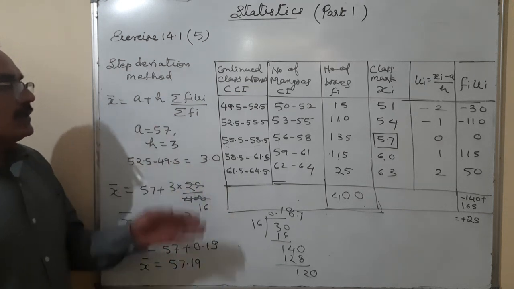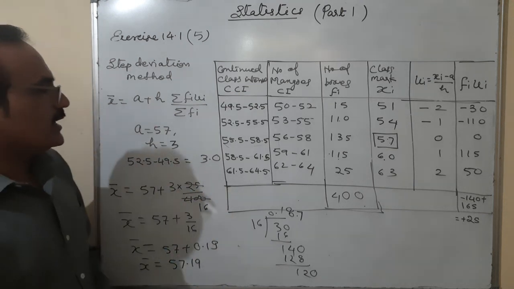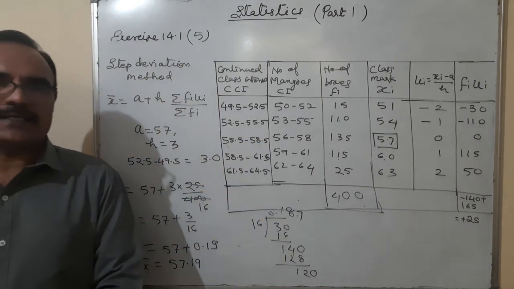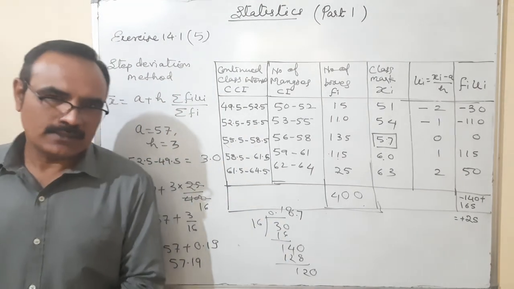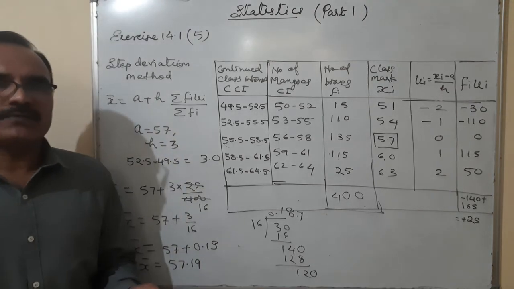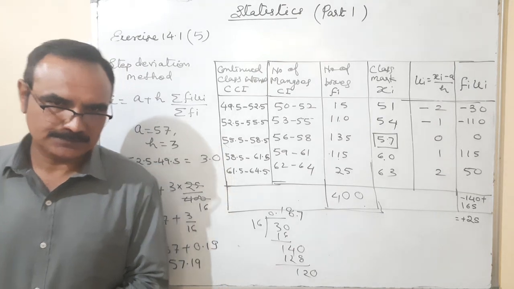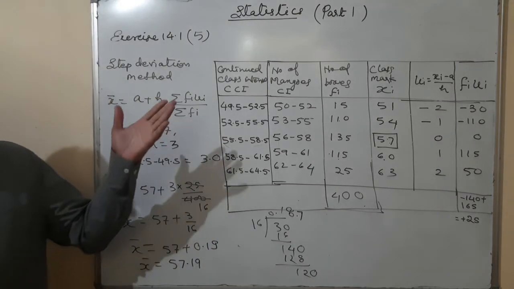This is the method, and in the question they are asking why this method is used. I will say: because the values of xi and fi are not simple values. Therefore, we can use the step deviation or assumed mean method. So these are all three methods.